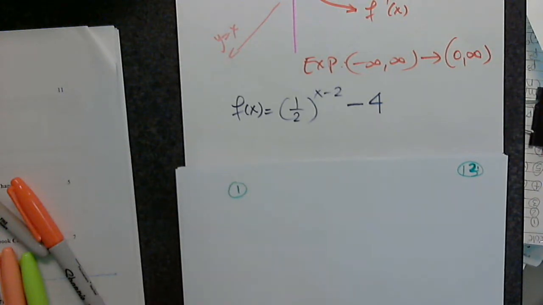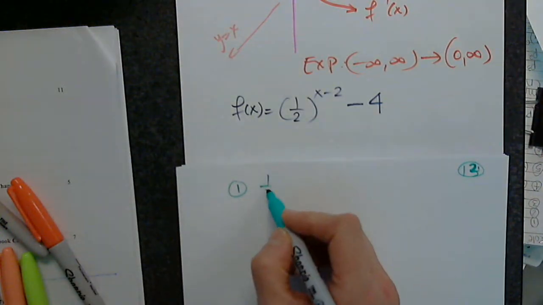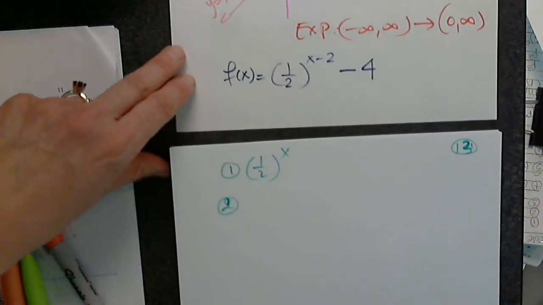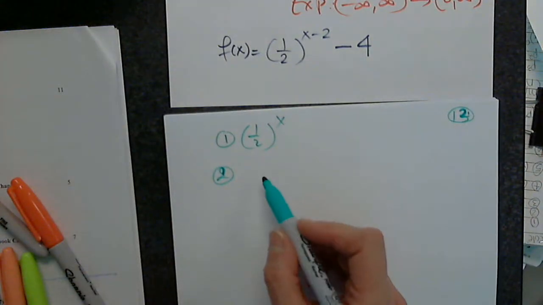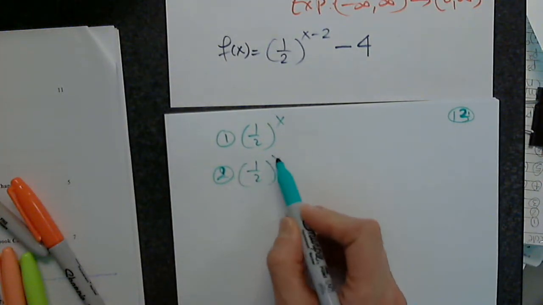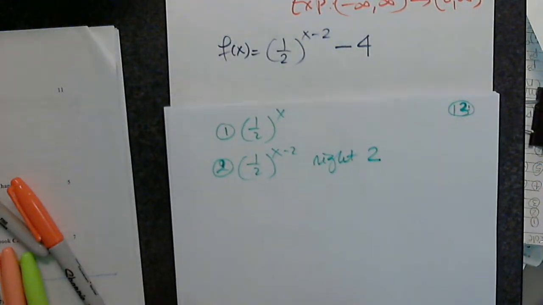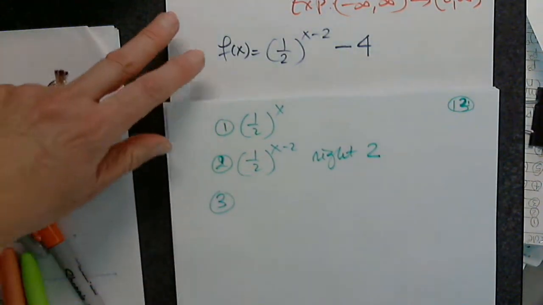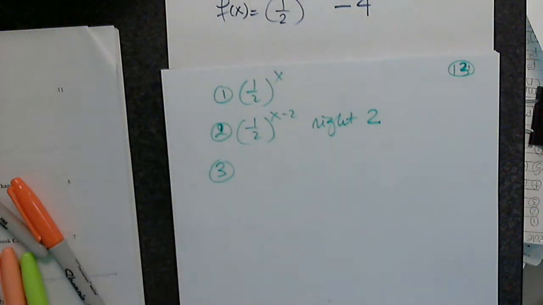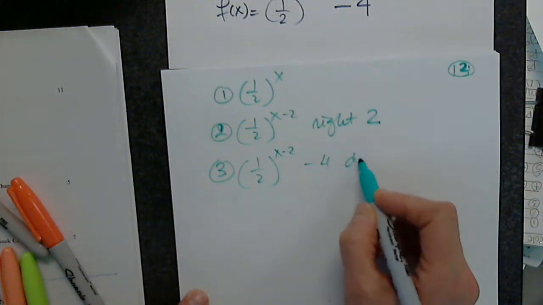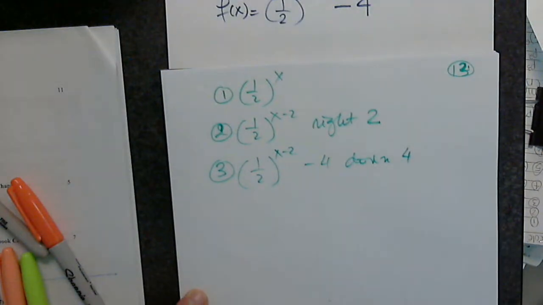Good. Base function, please. Very good. First transformation on 1/2 to the x: shift to the right. So it's 1/2 to the x minus 2, right 2 units. Okay, and transformation number 3 is on number 2, which is, say it again? Minus 4. Yes, down 4. Very good. 1/2 raised to x minus 2, minus 4, down 4. Perfect.